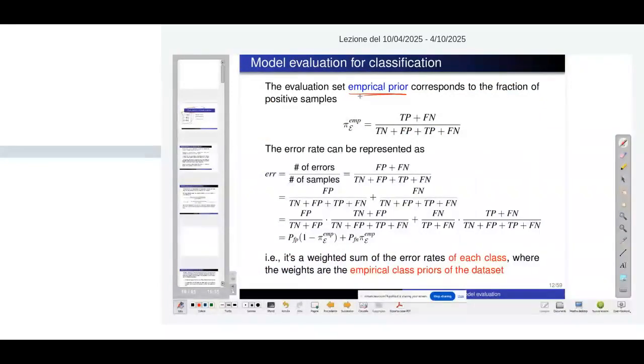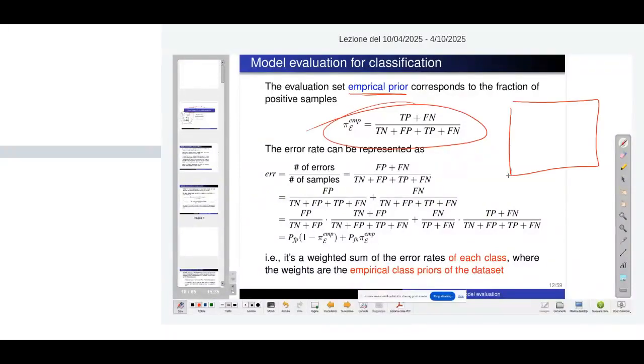Prior on its own is my prior knowledge on the data. The empirical prior refers to the prior computed exactly on those data as if they were all and only the data that exist. So in that case, it's exactly the fraction of samples. So the empirical prior of the dataset can be written in this way.